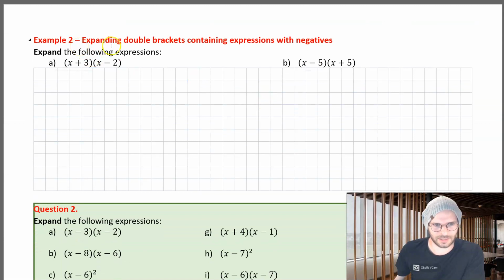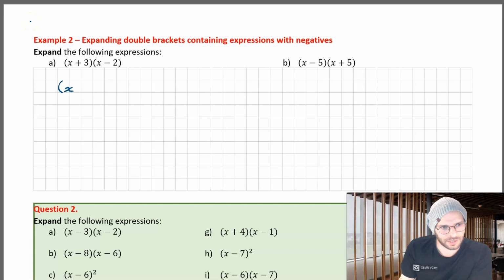Example 2, expanding double brackets containing expressions with negatives. So in the last example we just had positives, now we've got negatives. How do we deal with this? Well, just like we did in the previous example.